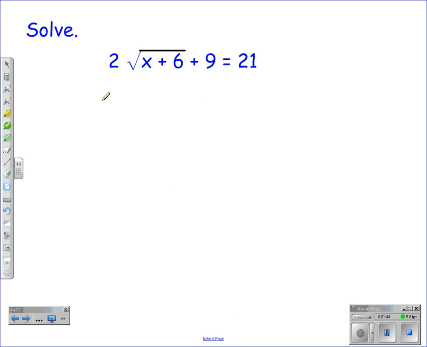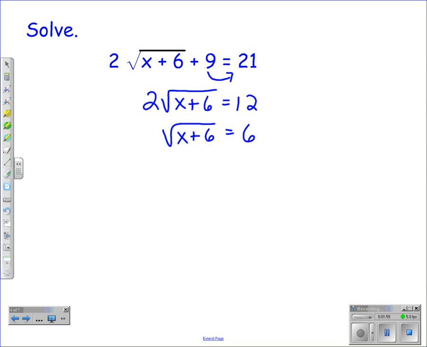There are a few more things to do on this problem. We need to move that 9 over to the other side first. So we have 2 times the square root of x plus 6 equals 12. Then we can divide both sides by 2. We have the square root of x plus 6 equals 6.